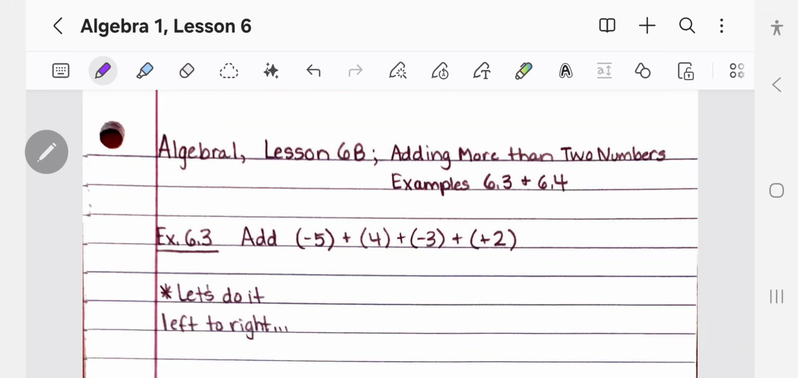This is Algebra 1, Lesson 6b, adding more than two numbers. It's going to include example 6.3 and example 6.4. Here we have a sum of four different numbers.